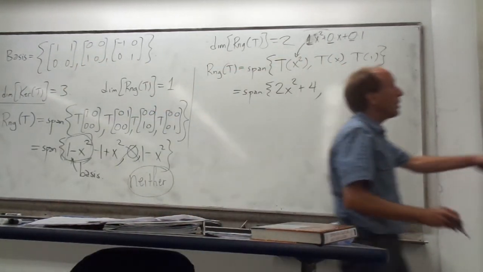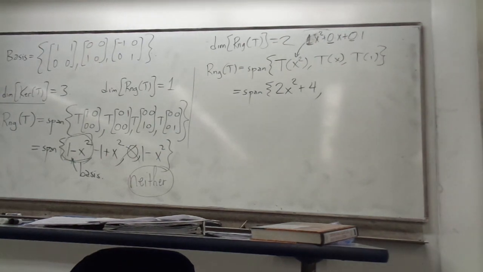You could also have gotten that from up here. If you differentiated x squared and then double differentiated it and just simplified the expression, you'd get 2x squared plus 4 that way as well.